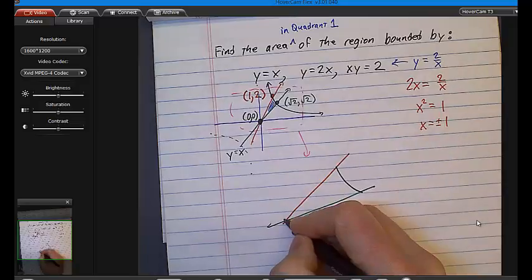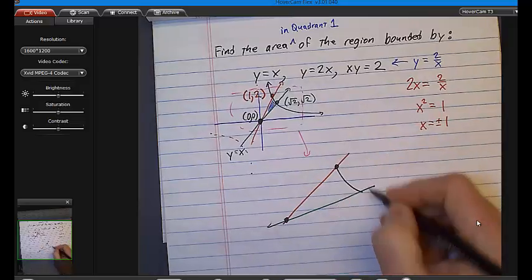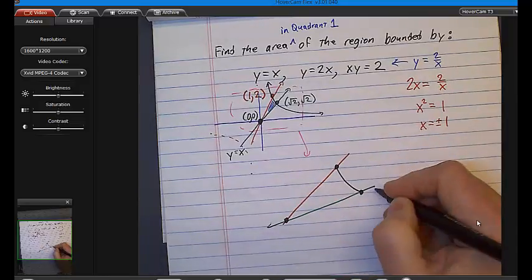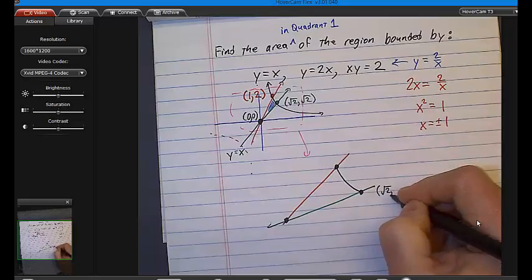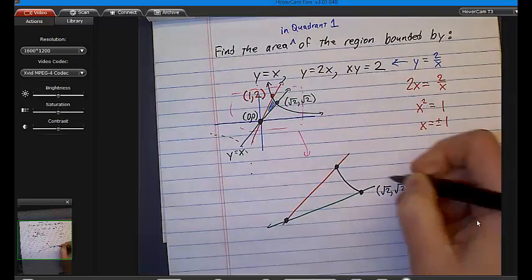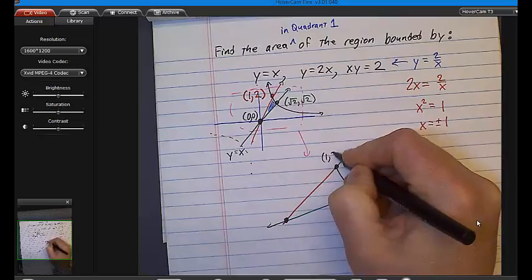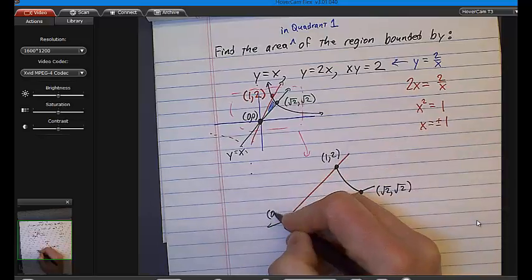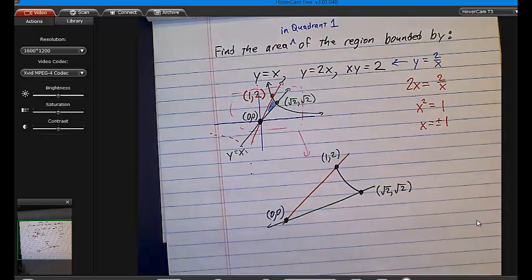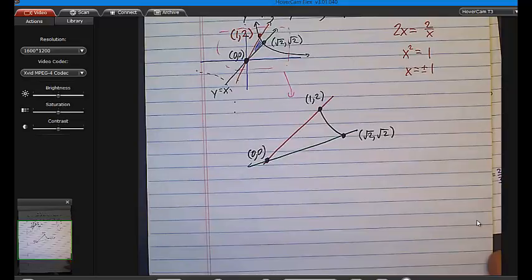And this is the region R I'm interested in. And we have the coordinates of these 3 points, so I'm going to write those down again. This is the square root of 2, square root of 2, and this is 1 comma 2, and this is 0 comma 0. And now the question is, how do I write this or compute this area?